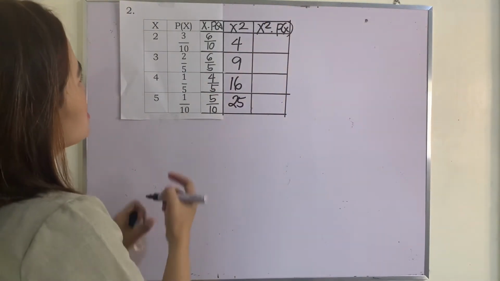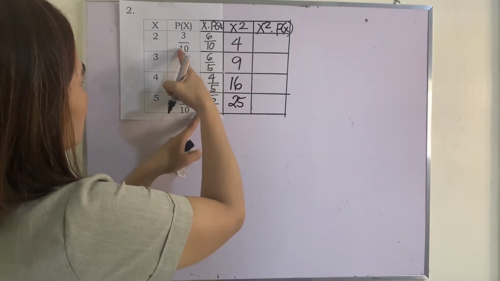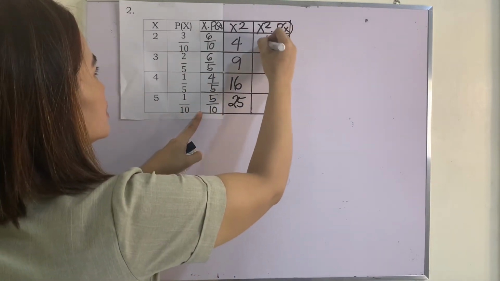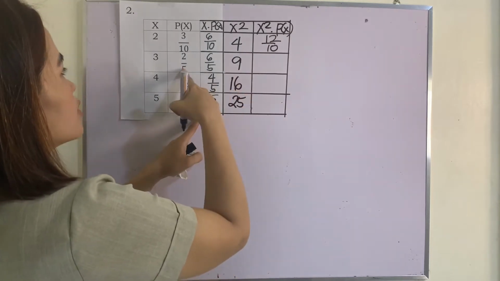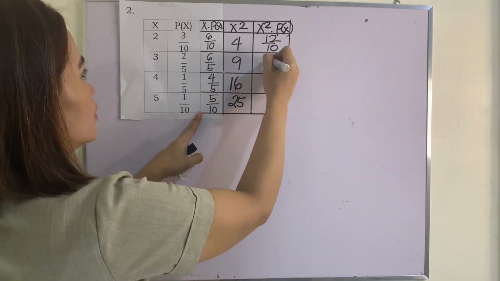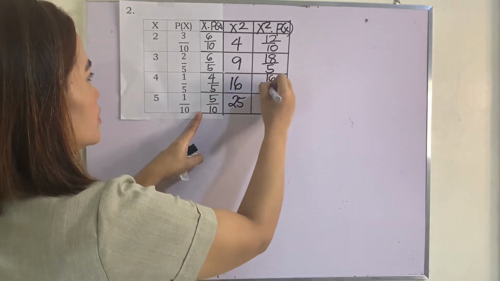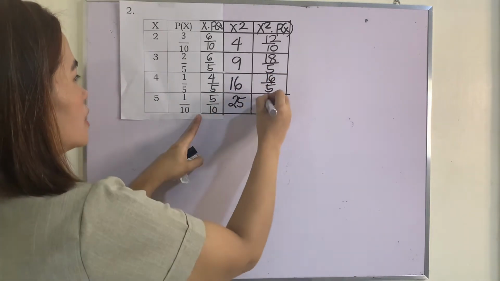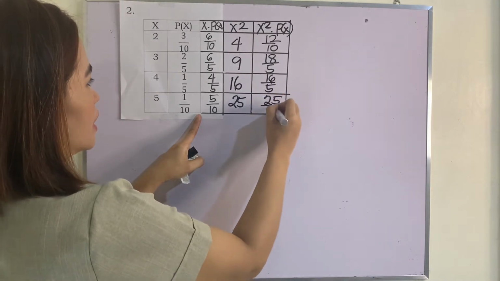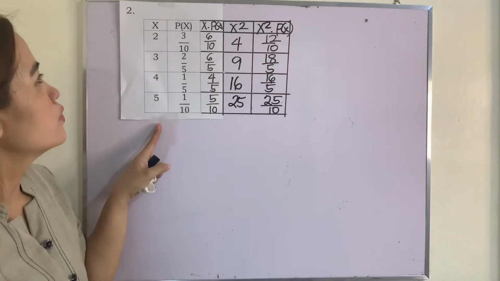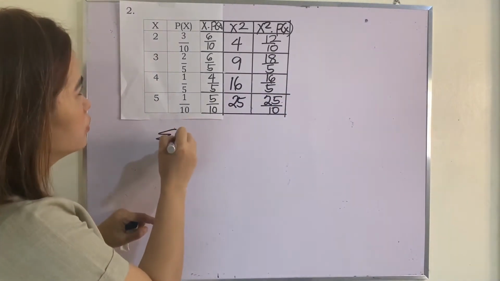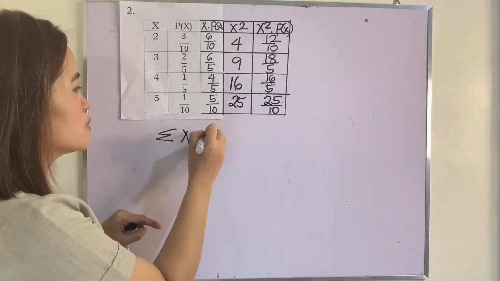Okay. So, let us multiply 4 by 3 over 10. That is 12 over 10. 9 times 2 over 5. That is 18 over 5. 16 times 1 over 5 is 16 over 5. And this one is 25 over 10. Getting, of course, the summation of x times p of x.